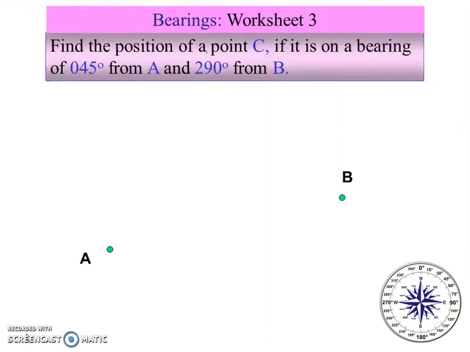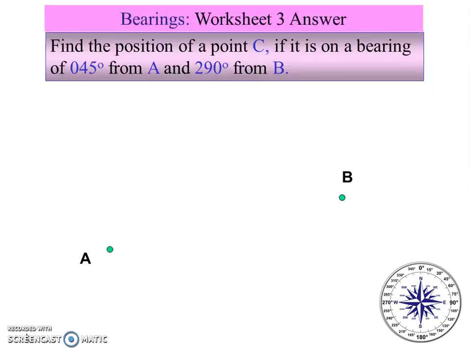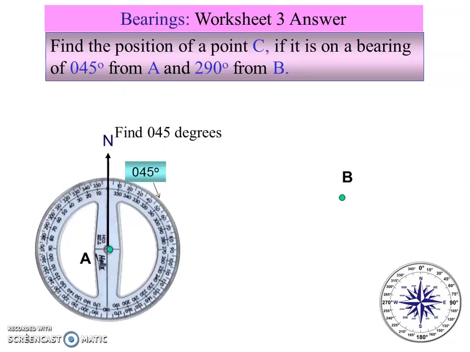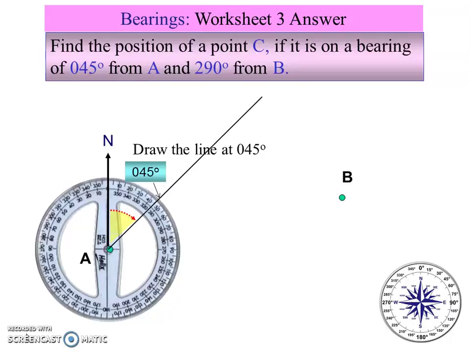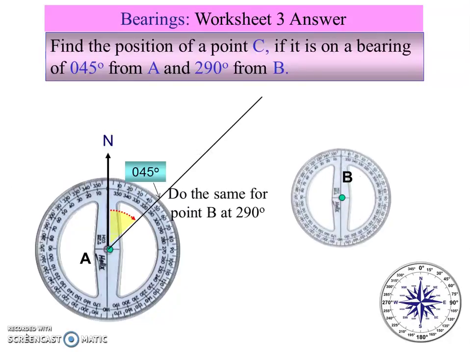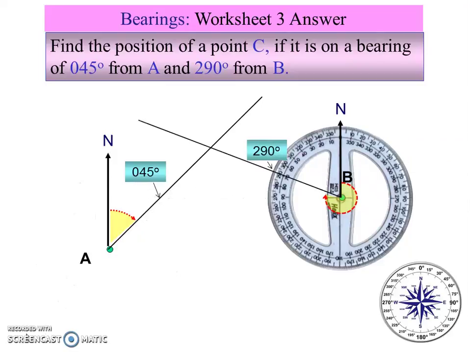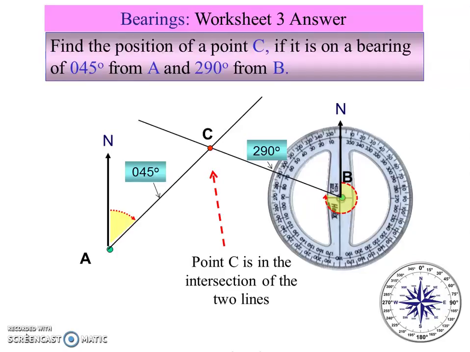Now the third worksheet, we want to find the position of a point C if it's on a bearing of 045 degrees from A and 290 degrees from B. So we place the protractor at point A, we draw the north line, we find the 045 degrees, we draw the line at 045, and we do the same with point B. So point C is the intersection of the two lines.